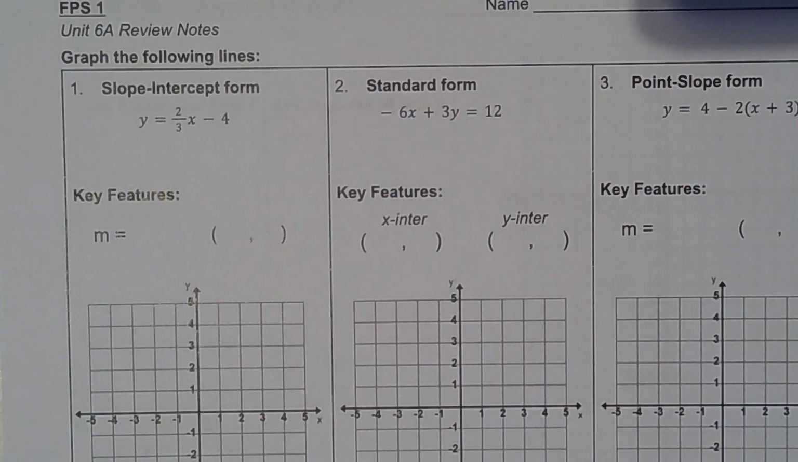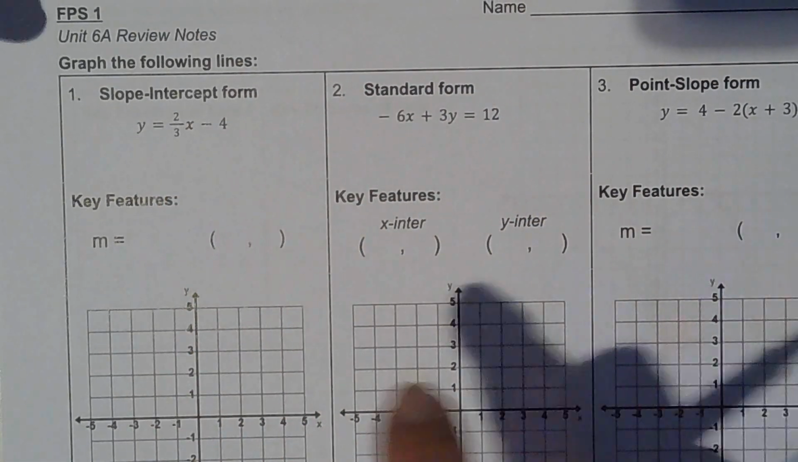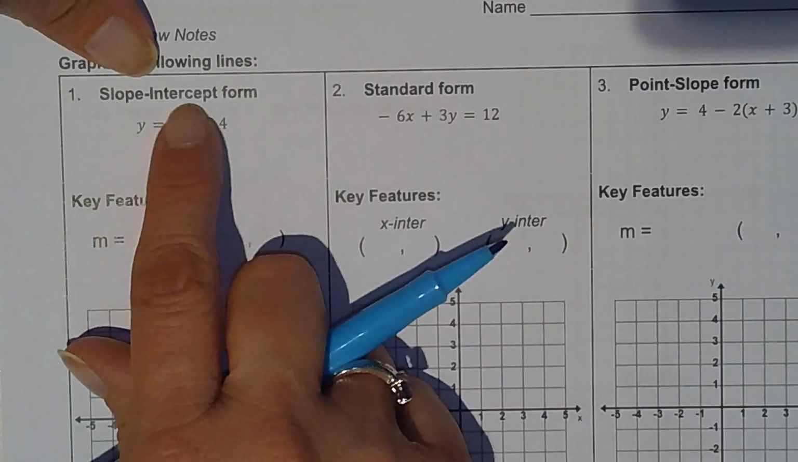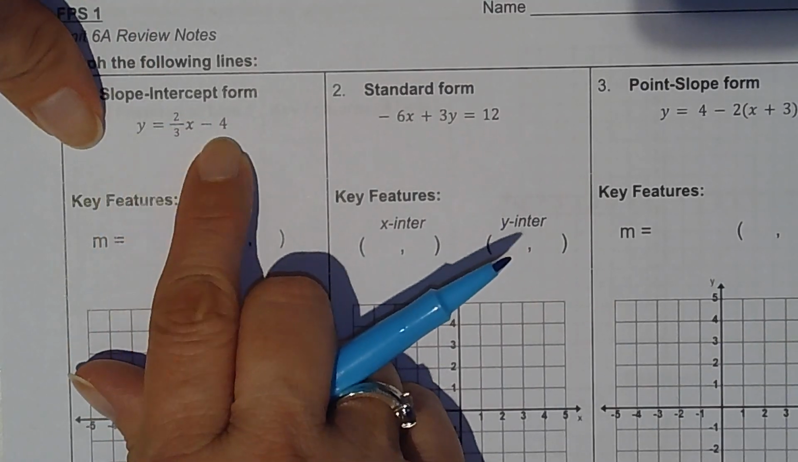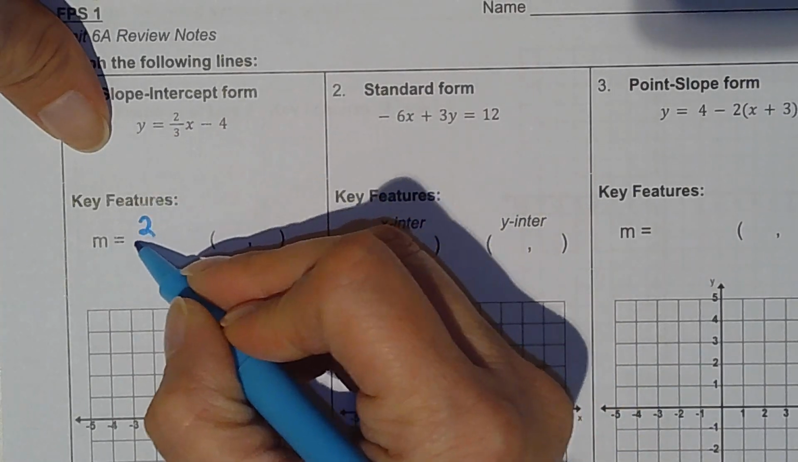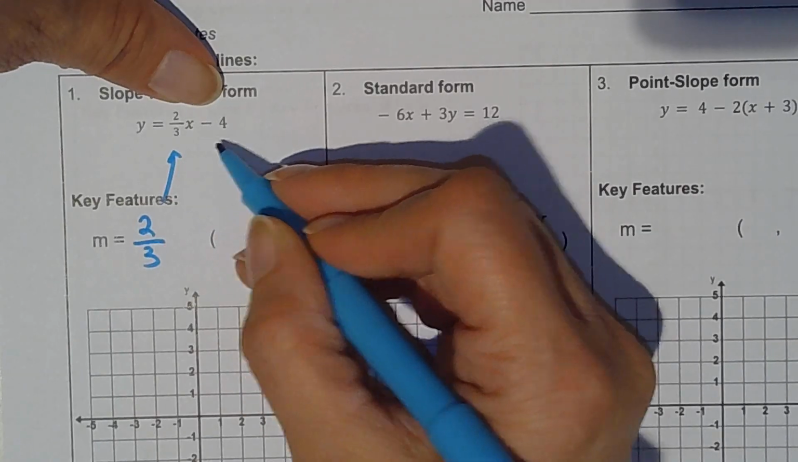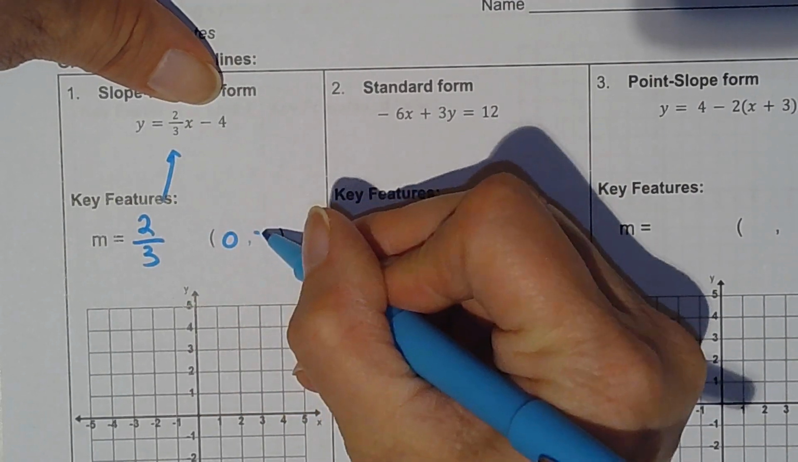Let's take a look at all the things we learned in this unit. There are 3 different ways to graph a line. The first way is slope-intercept. When you see y equals, the slope is going to be the number in front of the x, and this other number is your y-intercept.